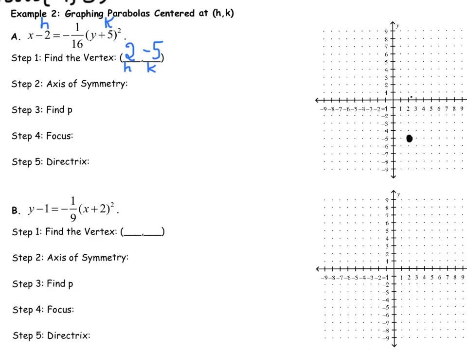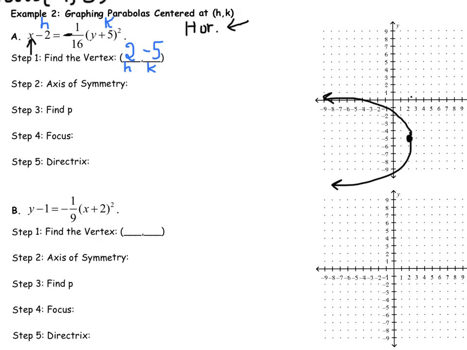This parabola starts with an x. It's x equals, so I know it's going to be horizontal, and since that number is negative, it's going to open to the left. If that number was positive, it opened to the right. So I'm going to make a quick sketch of a horizontal to the left parabola, and now I can see what it's going to look like.